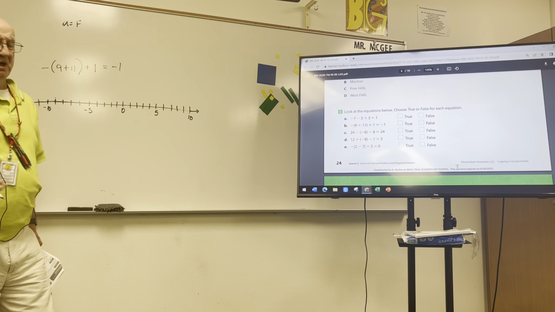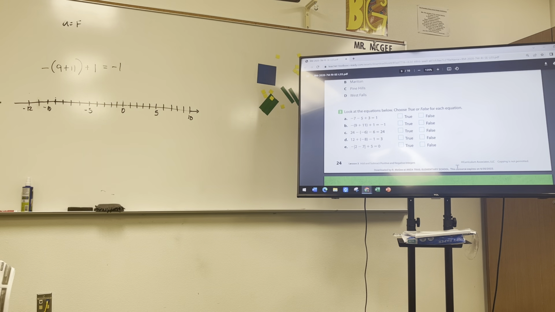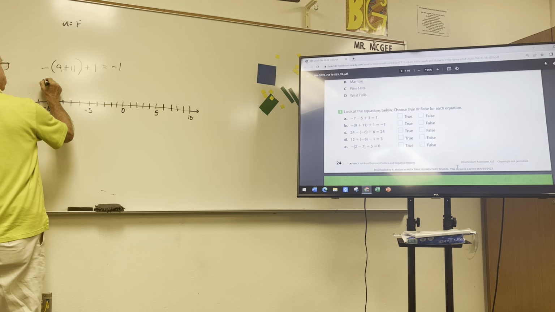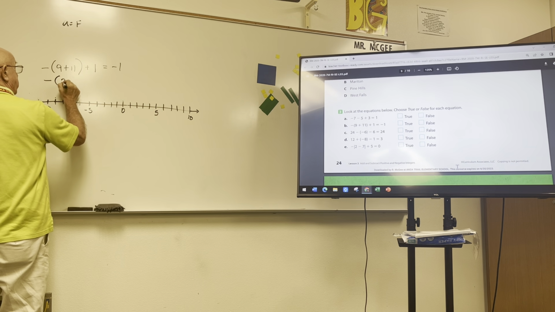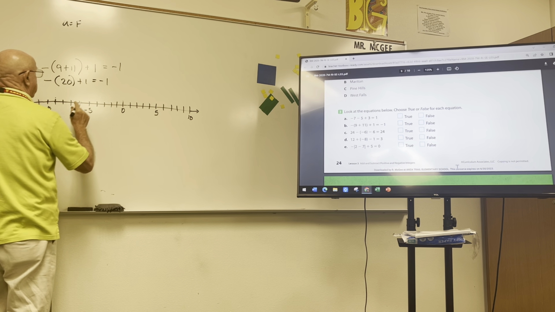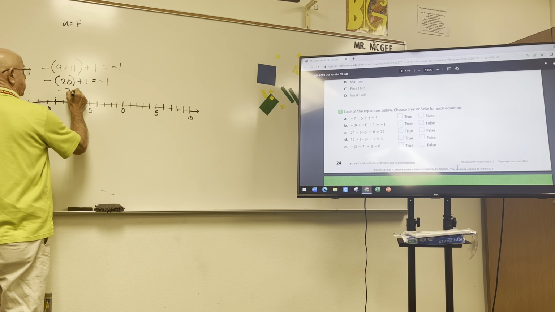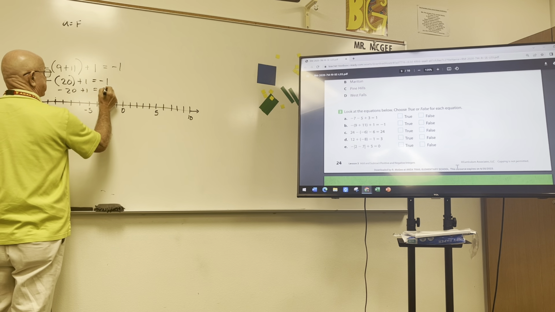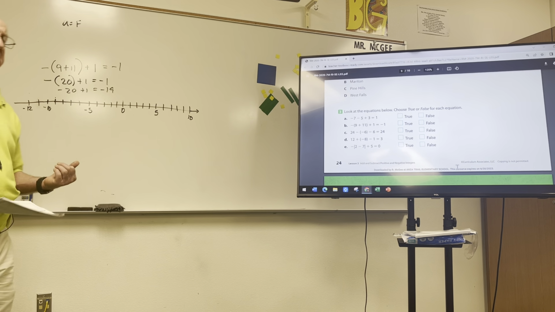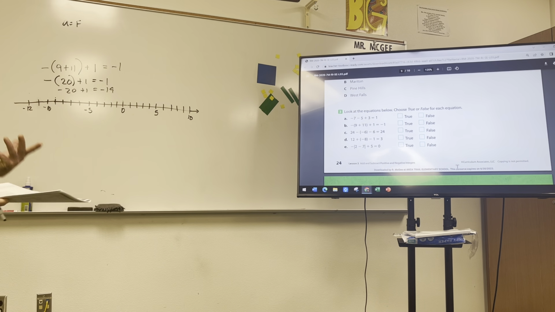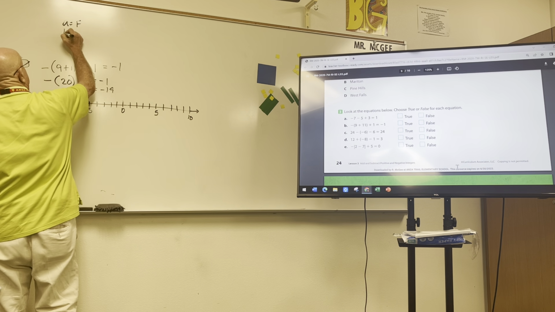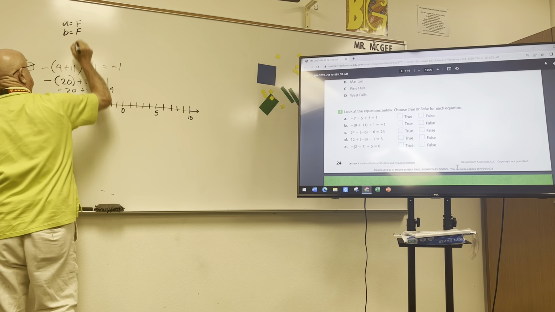All right. So when we use PEMDAS, we have to do what's inside the parentheses first. So that means the opposite of 20 plus 1 is equal to negative 1. Well, the opposite of 20 is negative 20, plus 1 is equal to negative 19. So we don't even need the number line for that because once we saw we had negative 20, we're only adding 1. We know it's not going to be equal to negative 1. So B, that's false also. Okay?